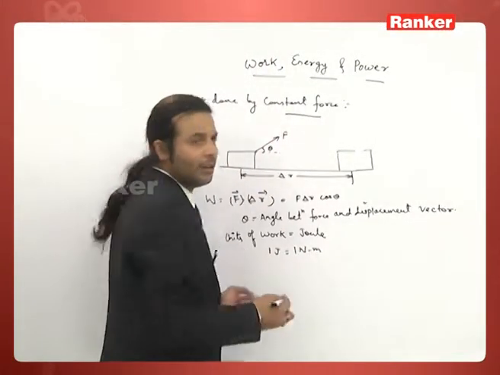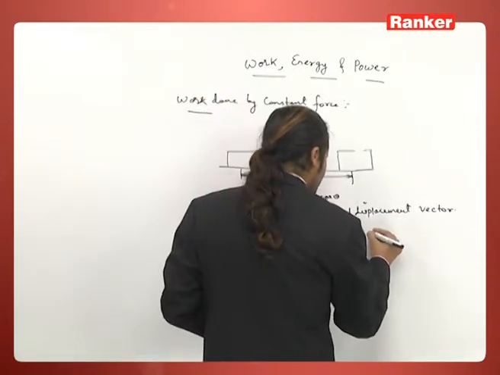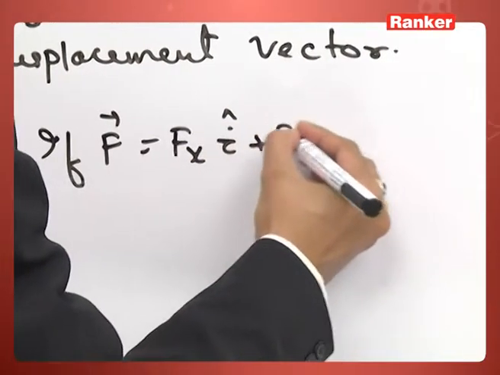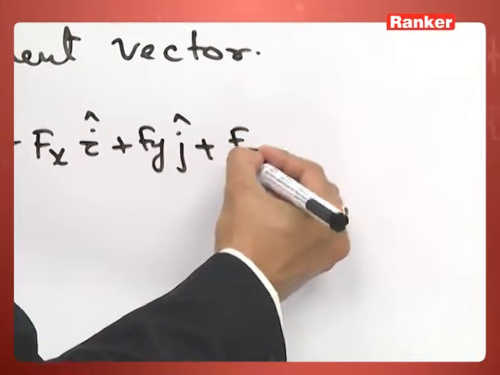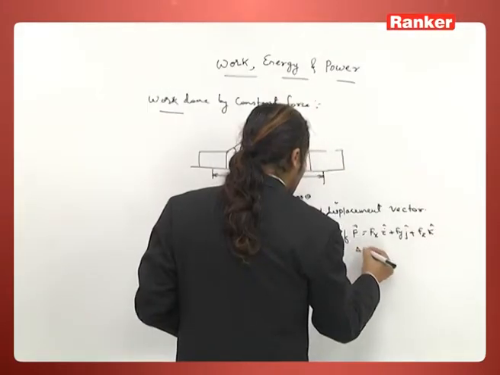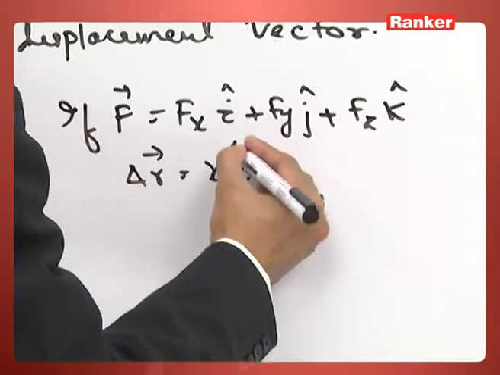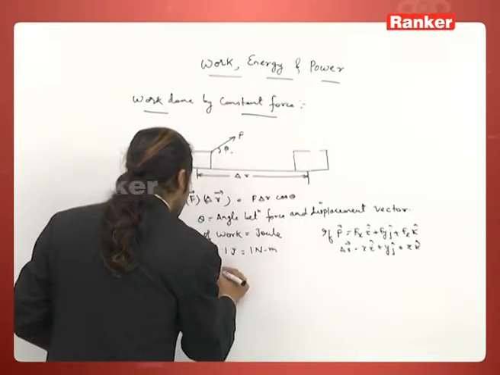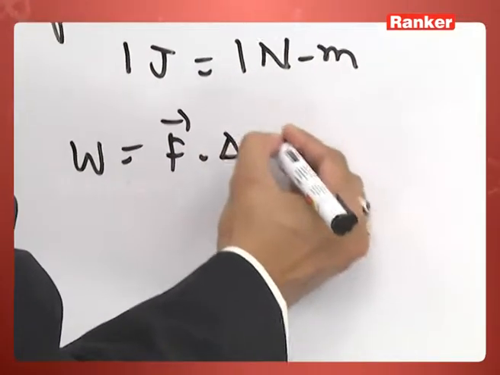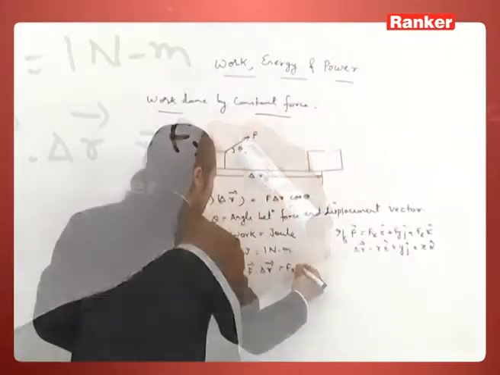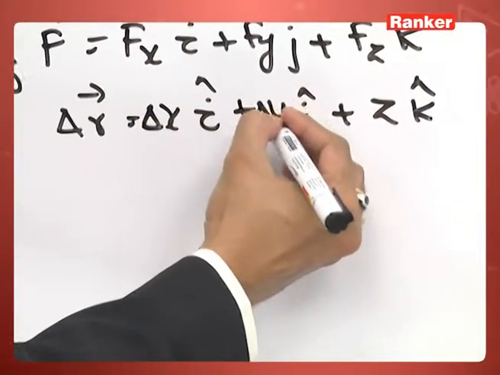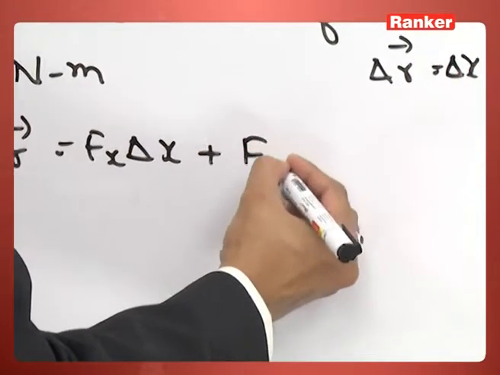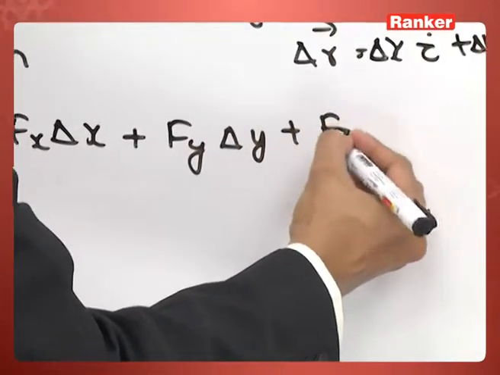And if I take in vector terms, let F vector be equal to Fx i cap plus Fy j cap plus Fz k cap, and delta R vector is equal to x i cap plus y j cap plus z k cap. So work done is F dot R. So this becomes Fx into delta x, delta y, delta z. So this becomes Fx delta x plus Fy delta y plus Fz delta z.